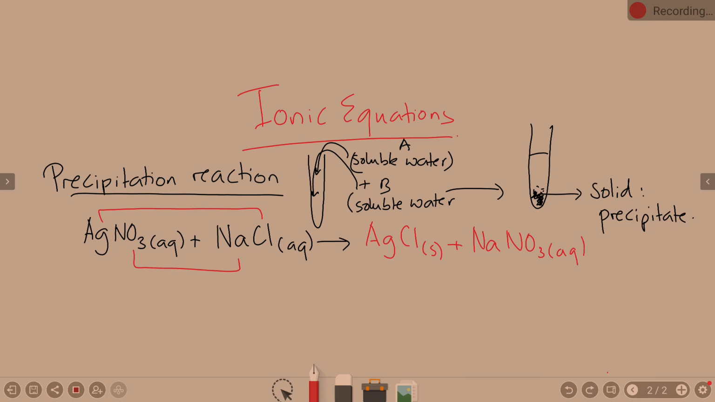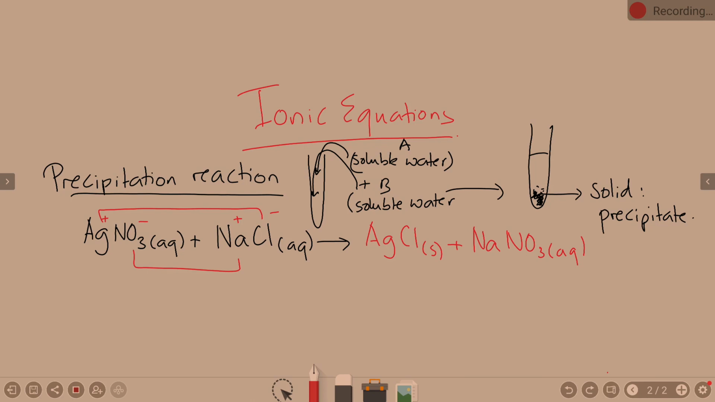Are you all with me so far? Okay. Now, if you're not sure which is positive, which is negative, start here. Okay? Silver comes first. Do cations come first or do anions come first? Cations. So this must be plus. NO3 must be minus. Na is plus. And Cl is minus. Okay? So that's why it's outer with the outer and inner with the inner.